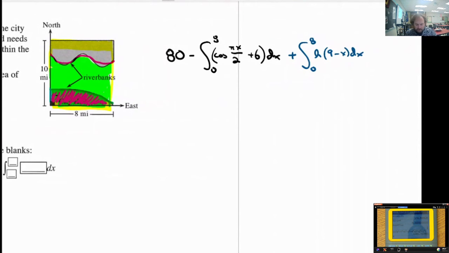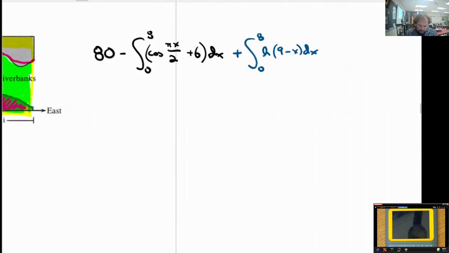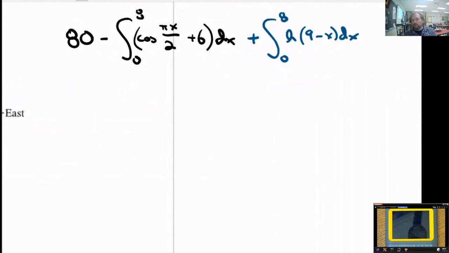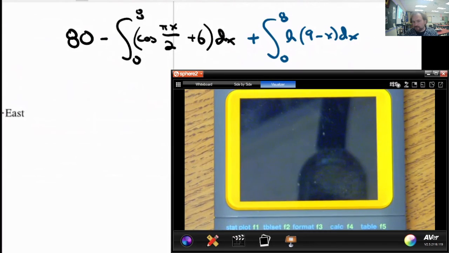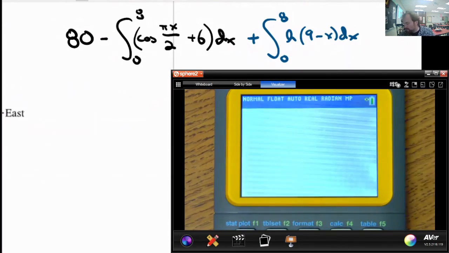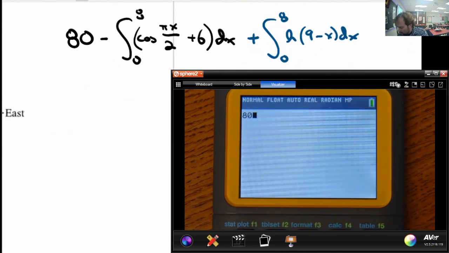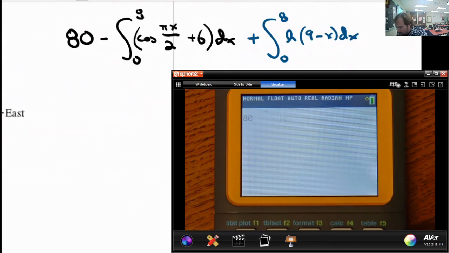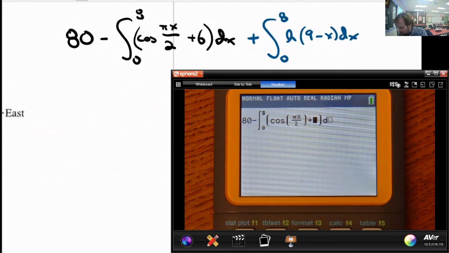We are going to let the calculator handle all of the muscle for this problem, because we mapped it out. All we got to do is now tell the machine what to do. So let's tackle that. We're going to be very careful about this. We're going to start with 80 minus the integral, the area under the curve from 0 to 8 of the cosine of, we'll make a fraction here, pi x over 2. And then we'll put a closed parenthesis plus 6.